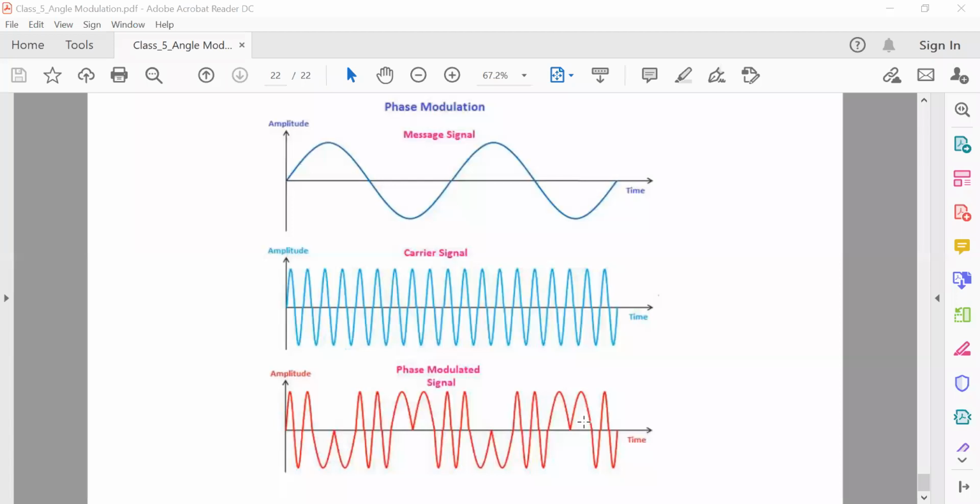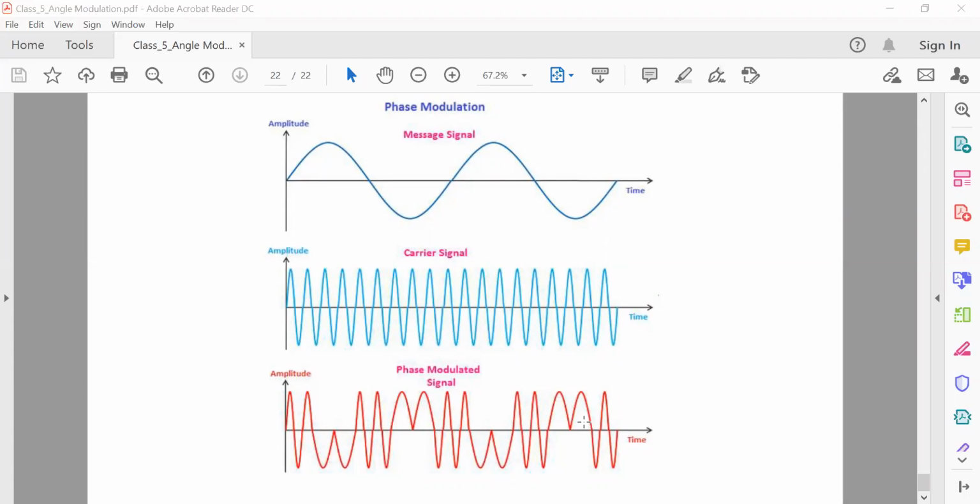During the positive half cycle, the carrier signal phase shifts in one direction, whereas during the negative half cycle, the carrier signal phase shifts in the opposite direction. So in phase modulation, the phase deviation is directly proportional to the amplitude of the message signal.